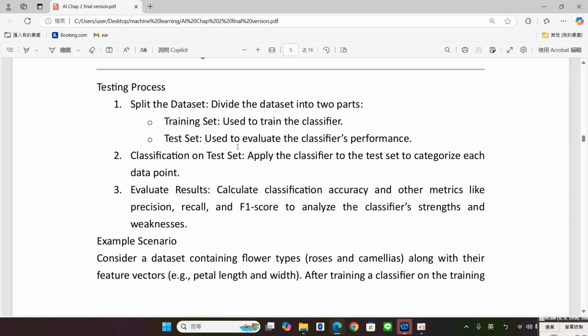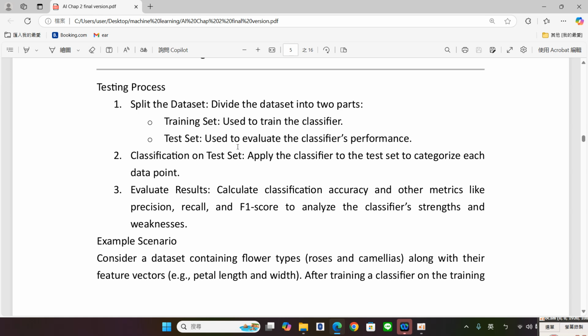The testing process. 1. Split the dataset. Divide the dataset into two parts. The training set is used to train the classifier. The test set is used to evaluate the classifier's performance. 2. Classification on the test set. Apply the classifier to the test set to categorize each data point. 3. Evaluate the result. Calculate classification accuracy and other metrics like precision, recall, and F1 score to analyze the classifier's strengths and weaknesses.